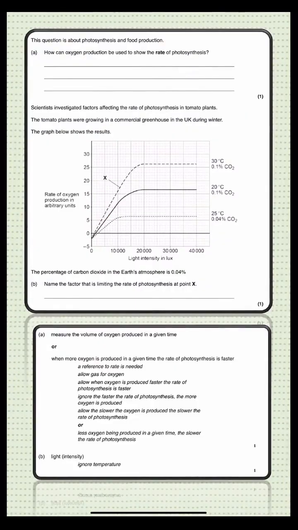So let's just check the answers. Yeah, measure the volume of gas in a given time. You have to say that because it's all to do with rate. The question was asking about rate. You have to say in a given time. You can't just say measure the volume of oxygen. Same here. When more oxygen is produced in a given time, the rate of photosynthesis is faster. And then for the bottom one, the answer is light intensity. You understand now. Okay, fine. I'm going to move on to the next one.